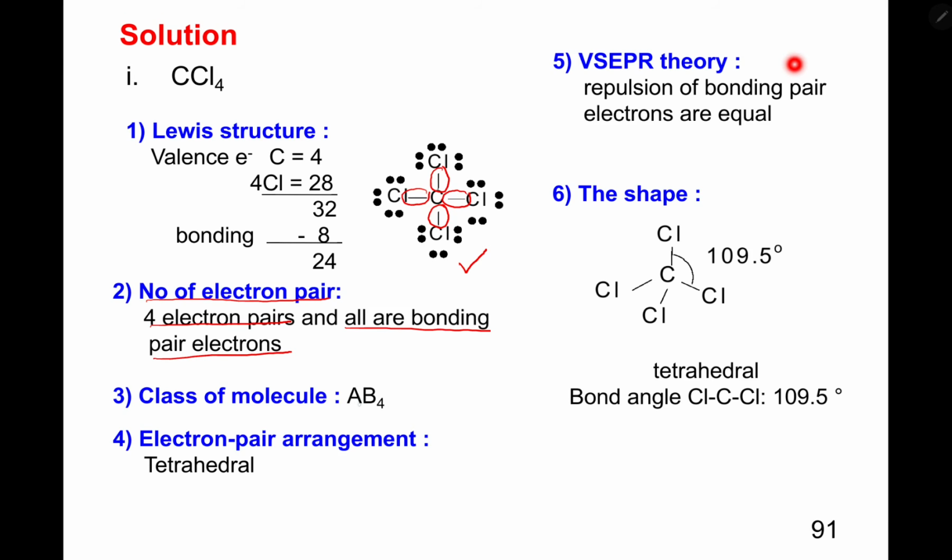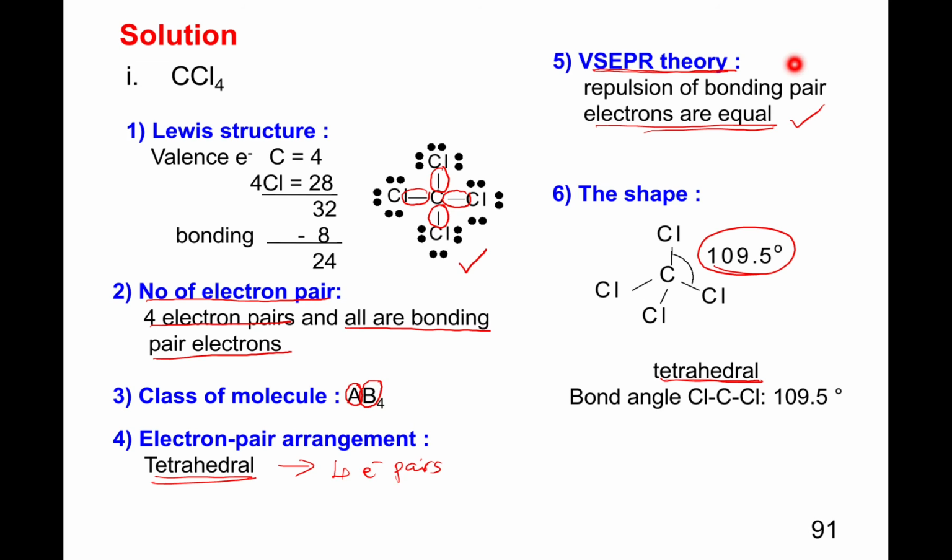The class of molecule is AB4. Why? Because we have 1 central atom and 4 terminal atoms. The electron pair arrangement is tetrahedral since we have 4 electron pairs around the central atom. And according to VSEPR theory, which we need to state in the answer in order to predict the molecular geometry, the repulsion of bonding pair electrons is equal. Therefore the shape is tetrahedral and the bond angle is 109.5 degrees. This one is simple because it does not involve a lone pair on the central atom.